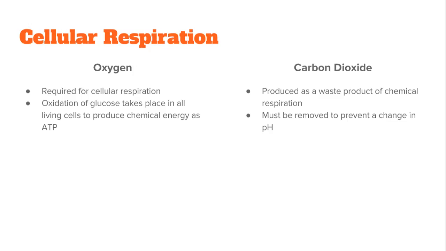We know that cellular respiration is responsible for producing the energy that our body requires to complete all of the metabolic reactions. Oxygen is a reactant in that cellular respiration reaction, so it allows for glucose to be oxidized to produce ATP, which is the form in which our body uses energy. Carbon dioxide, however, is produced as a waste product of cellular respiration, and it's really important that the carbon dioxide is removed so we prevent a change in the pH of the blood.